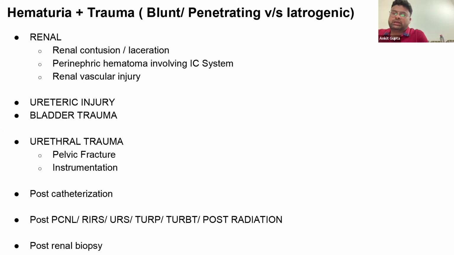Grade 4 is involving the pelvicalyceal system or urinoma formation, or segmental renal artery involvement. And grade 5 is a completely shattered kidney or avulsion of the renal hilum.